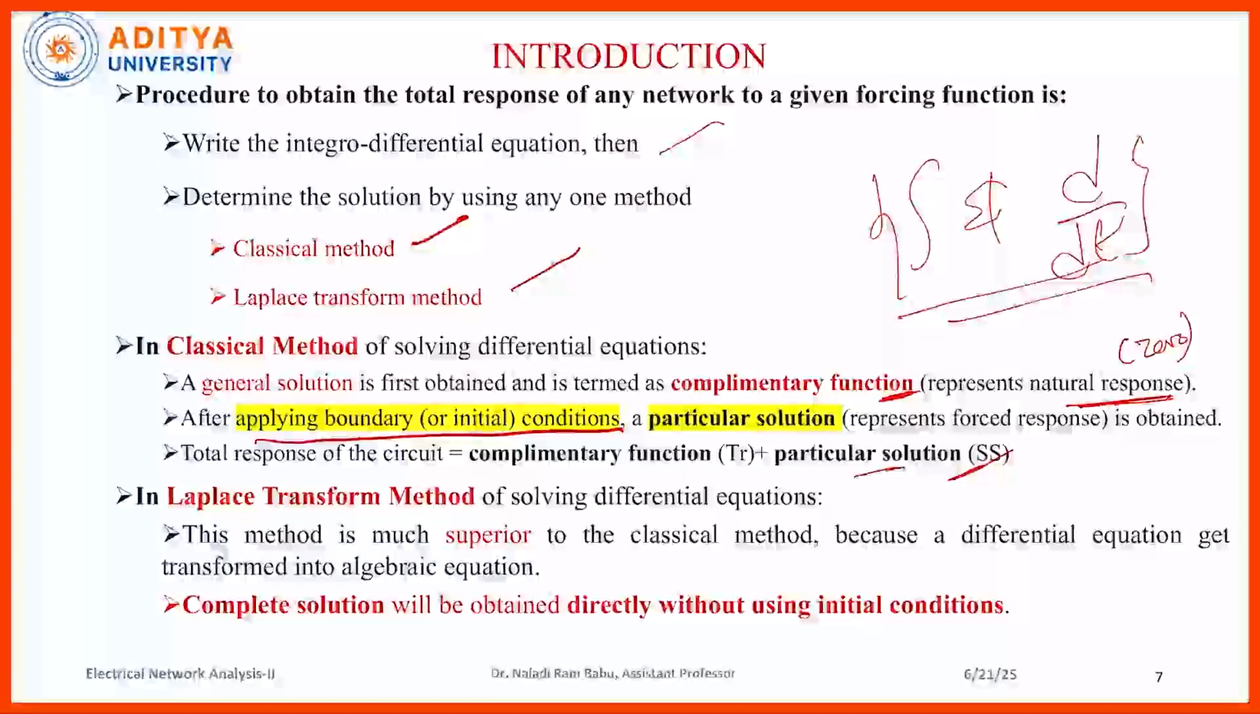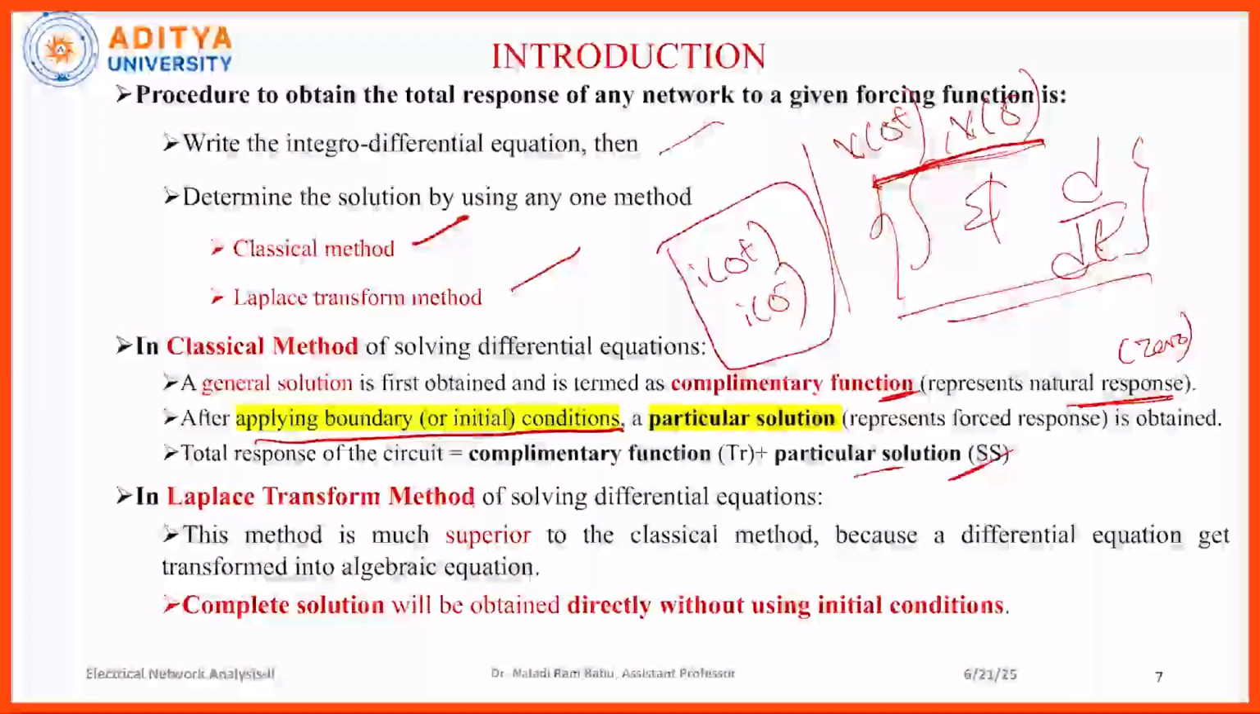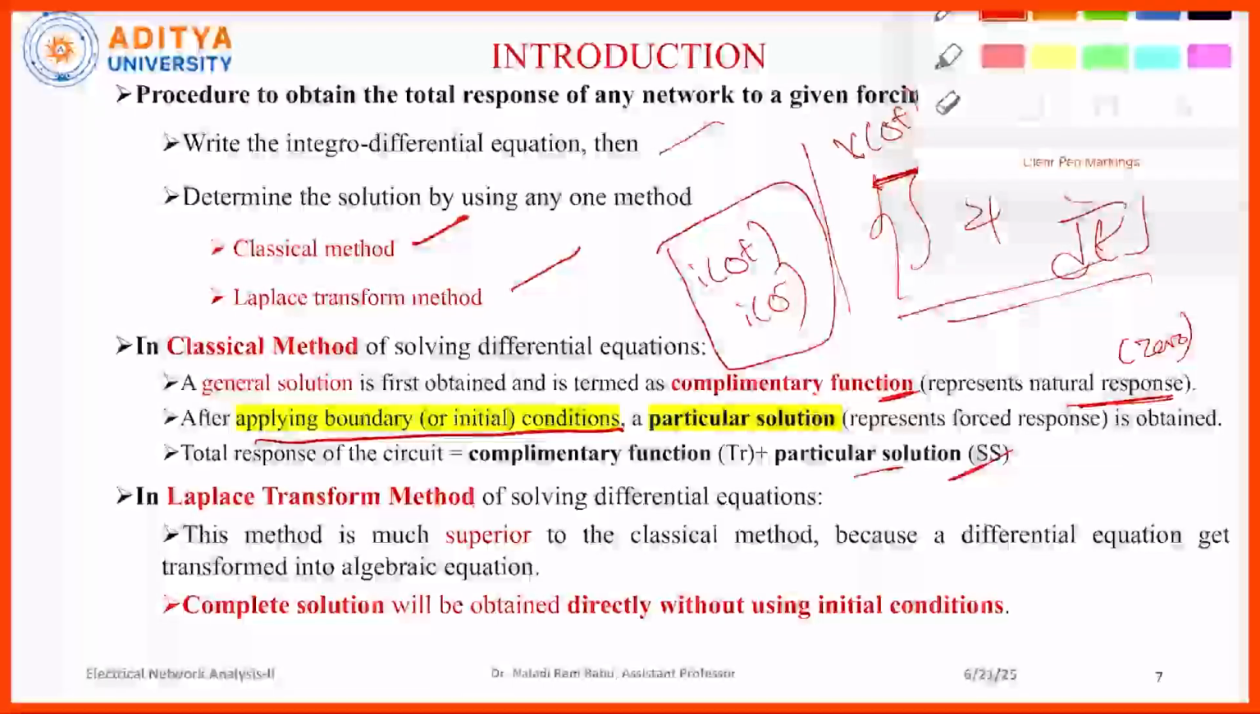That means initial conditions in the sense I of 0 plus or I of 0 minus, or V of 0 plus or V of 0 minus. V of 0 plus and V of 0 minus are for capacitance. Whenever a capacitance is there in the circuit, the initial conditions will be V of 0 plus and V of 0 minus. Whenever an inductor is there in the circuit, the initial conditions are I of 0 plus and I of 0 minus. So, with the help of this, we are going to attain the solutions for the classical method, that is the differential equation method. Hope it is clear.